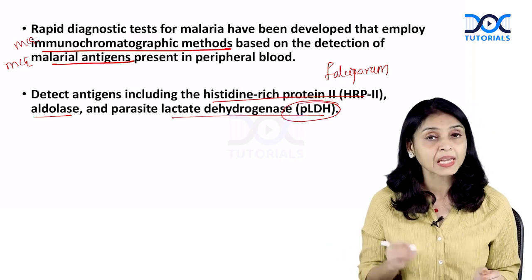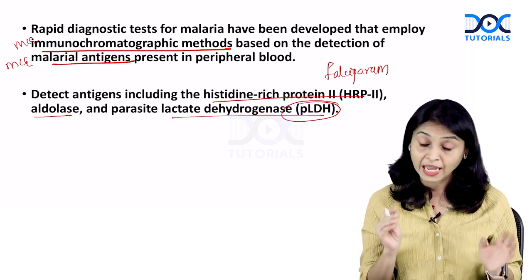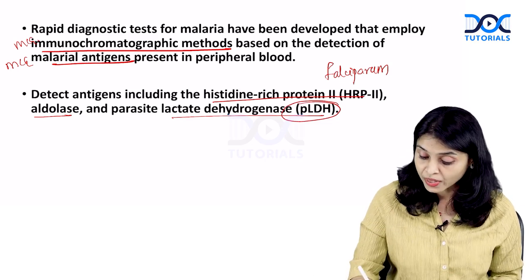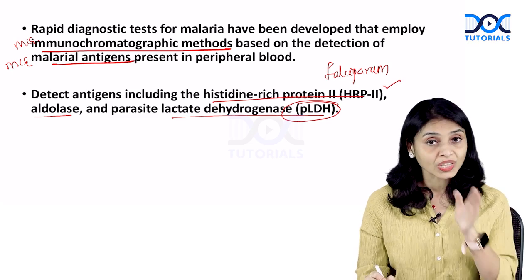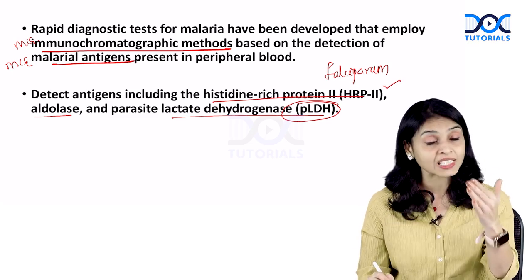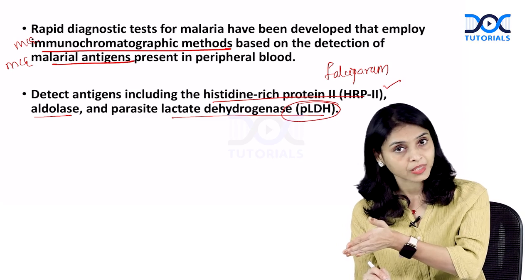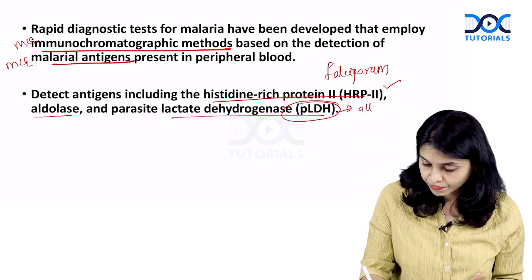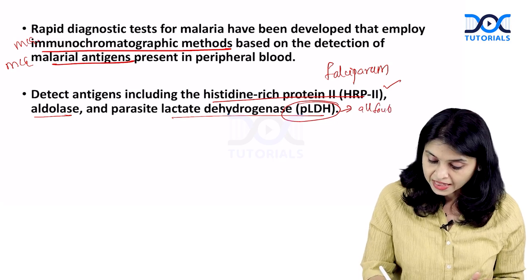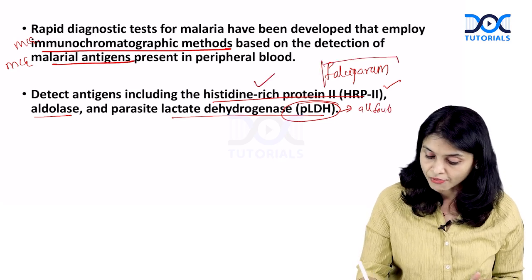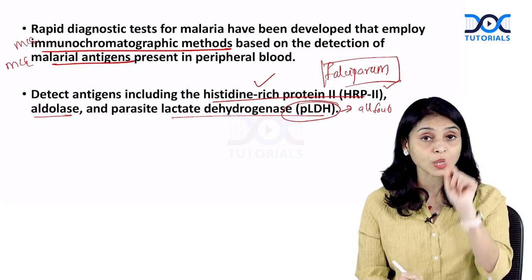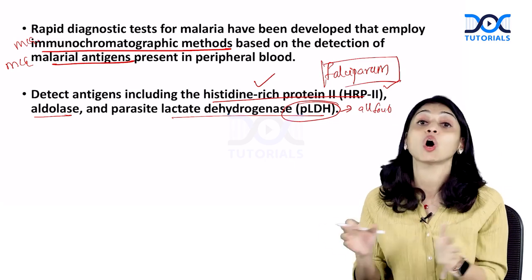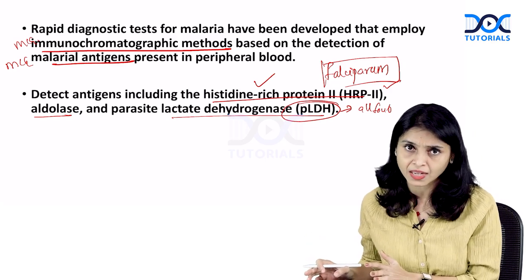Actually LDH is positive in all the four, but when you get HRP2, that will differentiate falciparum from non-falciparum. Okay, so this will be positive for all four, whereas this will be positive only in falciparum. That means HRP2 positive means it is falciparum. HRP2 negative means it is non-falciparum. Are you getting me? Okay.